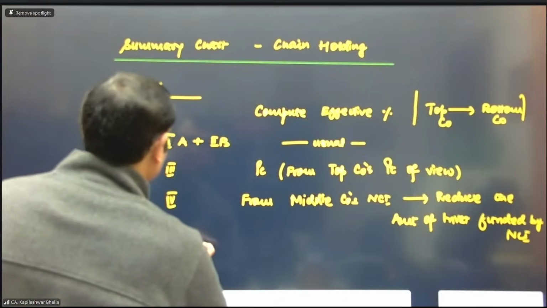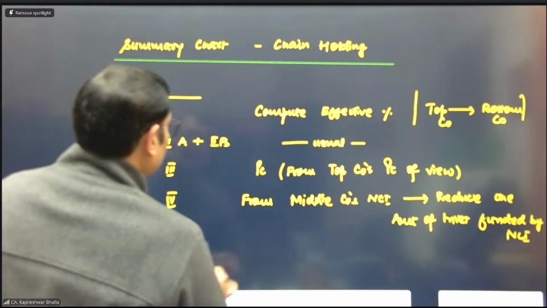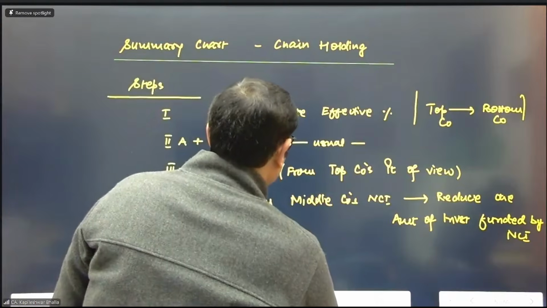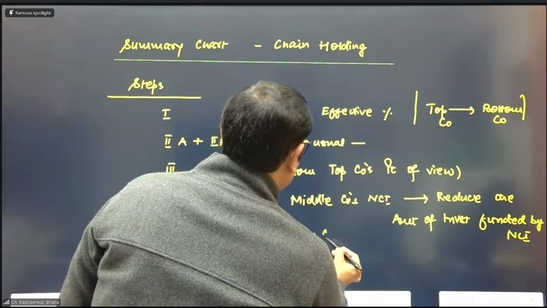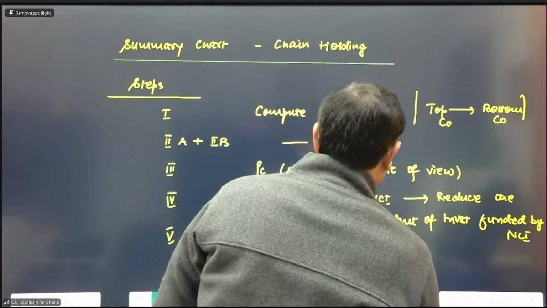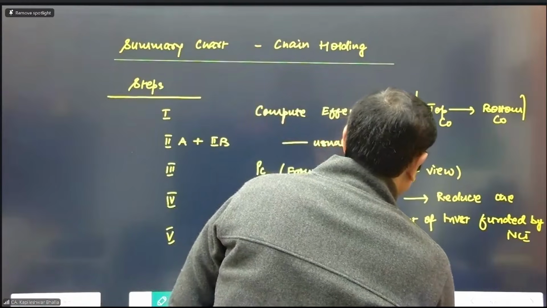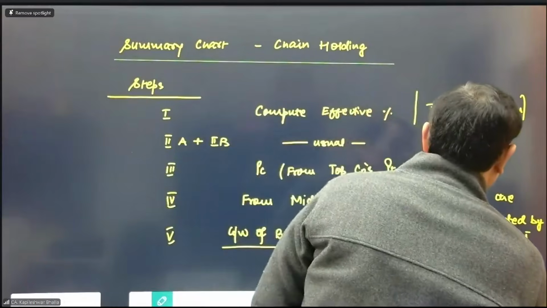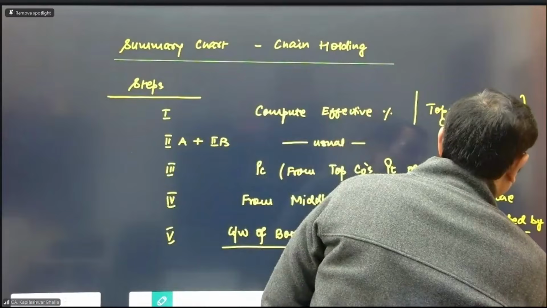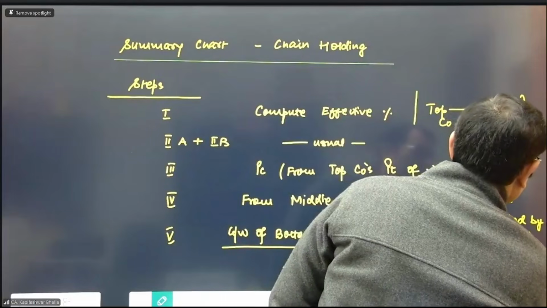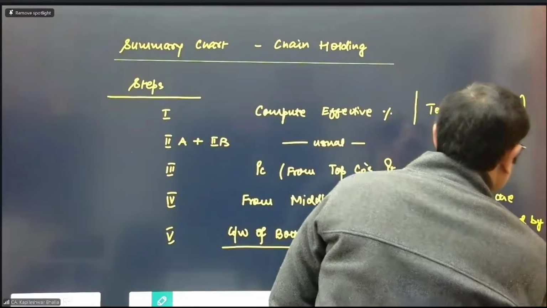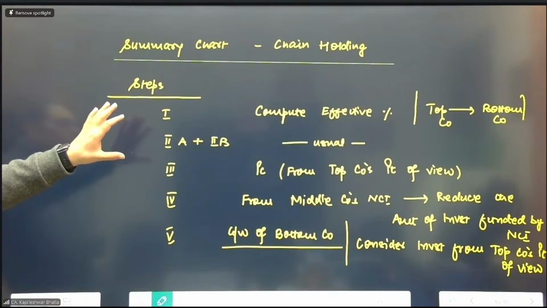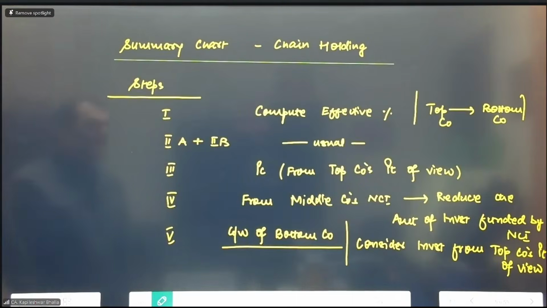Then number 5, in terms of the goodwill. When you calculate the goodwill of the bottom company, we need to consider the investment from the top company's point of view, which you have already organized in terms of the purchase consideration. So I'm just penning down all the important thoughts at one go, the crucial points you need to take care of at each and every step.